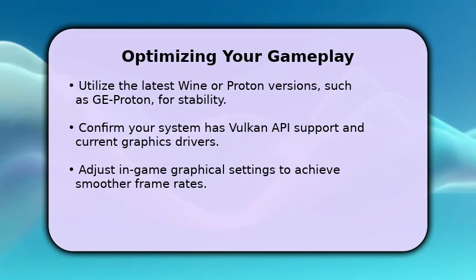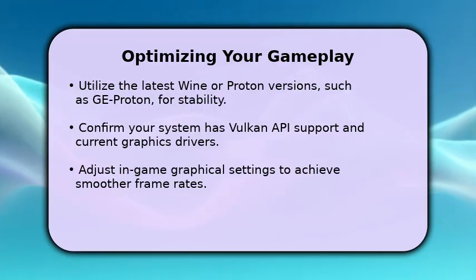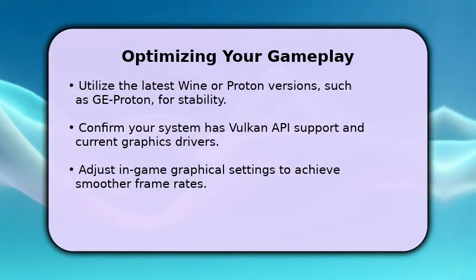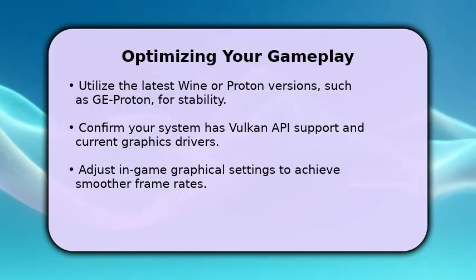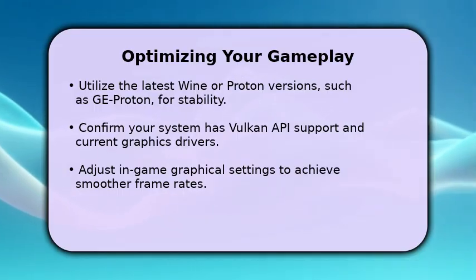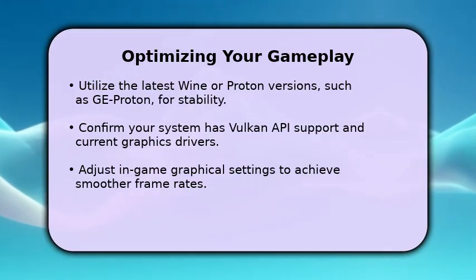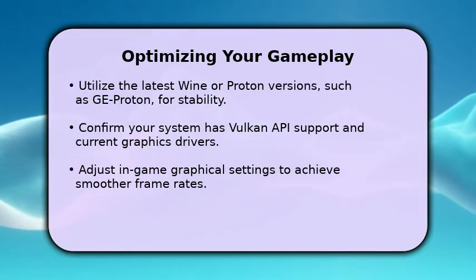To get the best experience, consider a few optimization tips. Using the latest Wine or Proton versions like GE-Proton often provides improved stability and performance. Always ensure your system has proper Vulkan API support and that your graphics drivers are current. If you encounter performance issues, try lowering some in-game graphical settings.